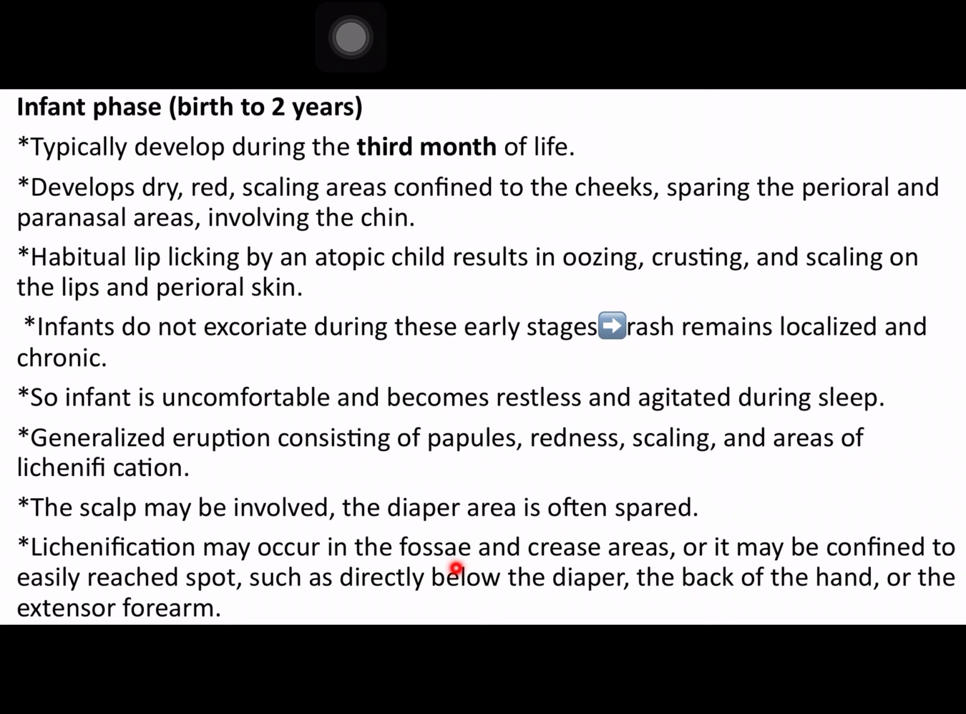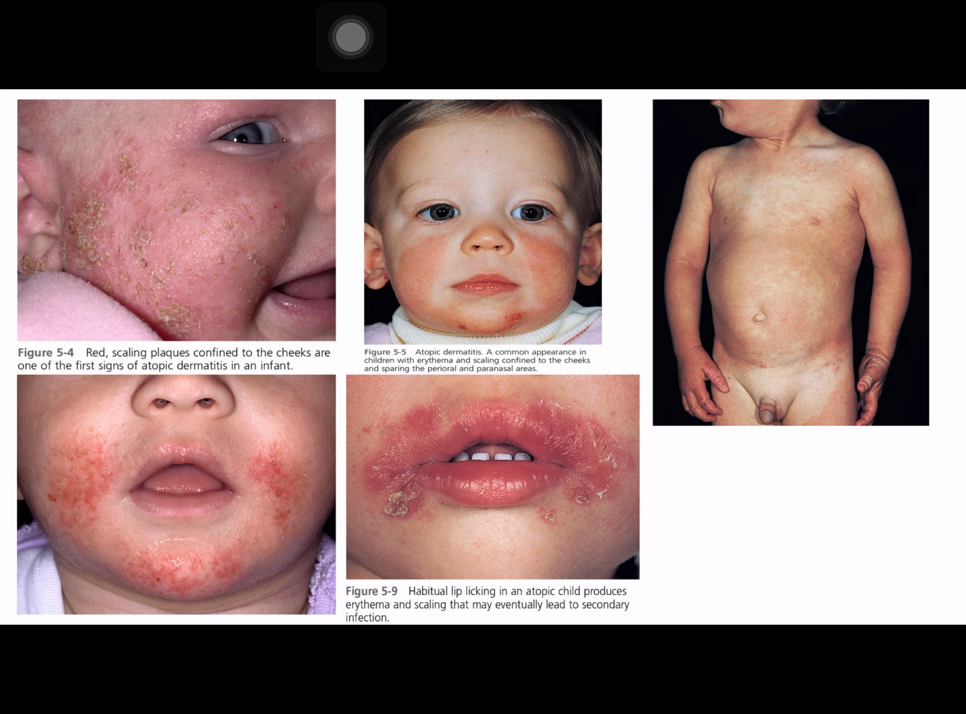Lichenification may occur in the fossae and crease areas and may be confined to rigid spots, such as below the diaper, the back of the hand, and the extensor forearm. These pictures of atopic dermatitis show involvement of the cheek and the chin, sparing the perioral and paranasal areas. This is a generalized type of atopic dermatitis excluding the diaper area. Habitual lip licking leads to lip and perioral dermatitis, and involvement of the lower cheek and the chin by irritant dermatitis, as well as by atopic dermatitis.